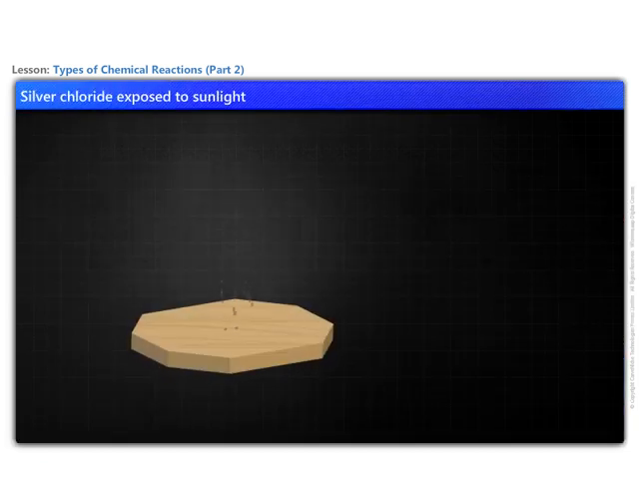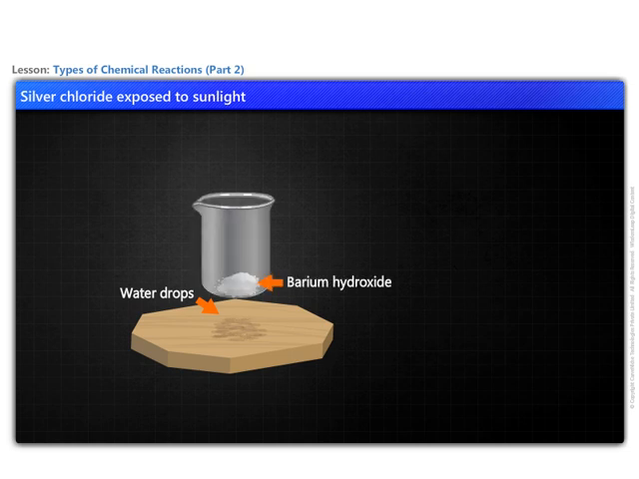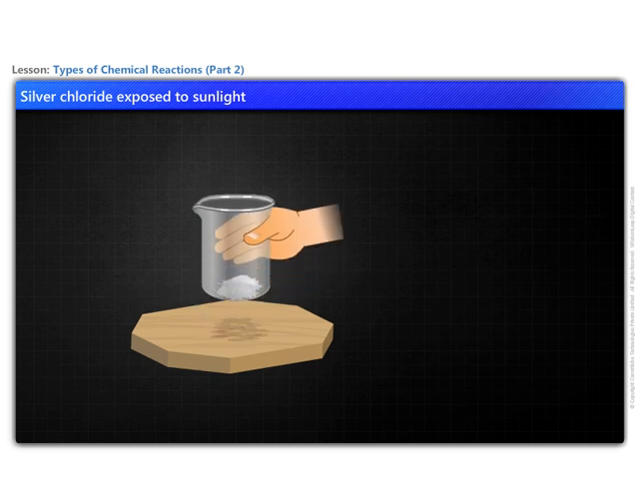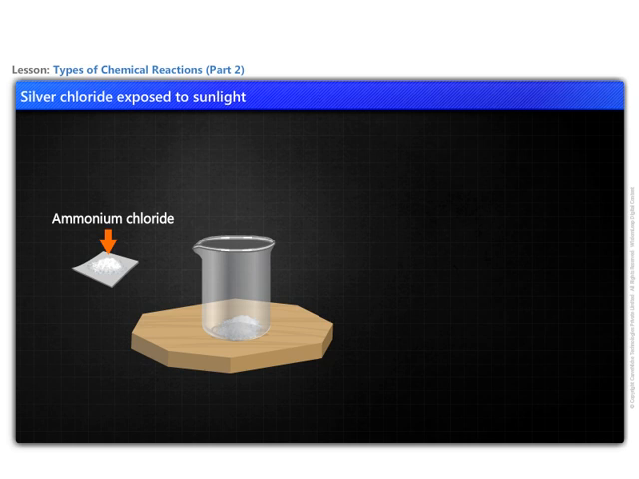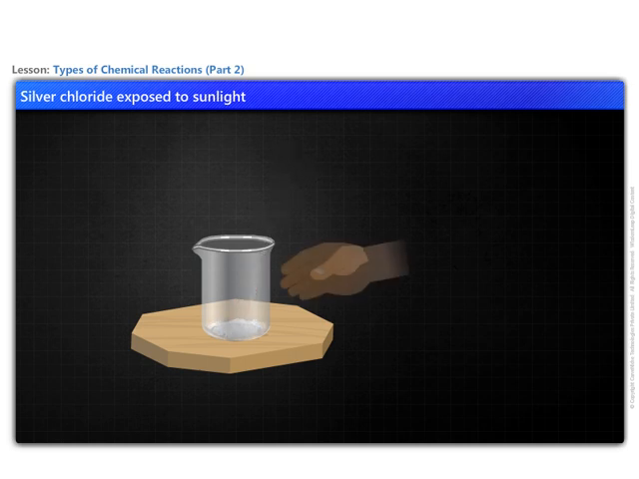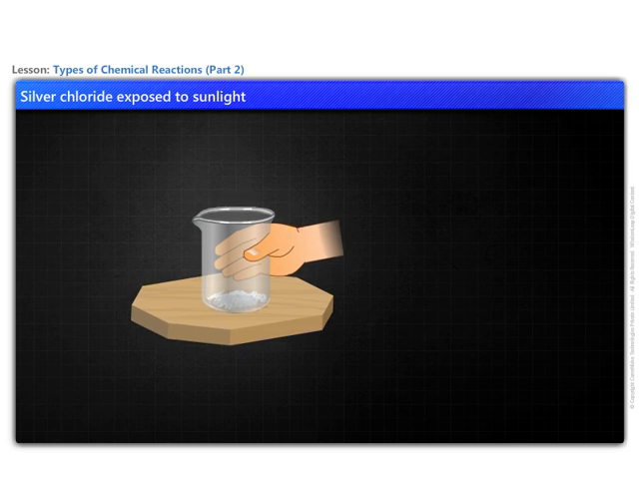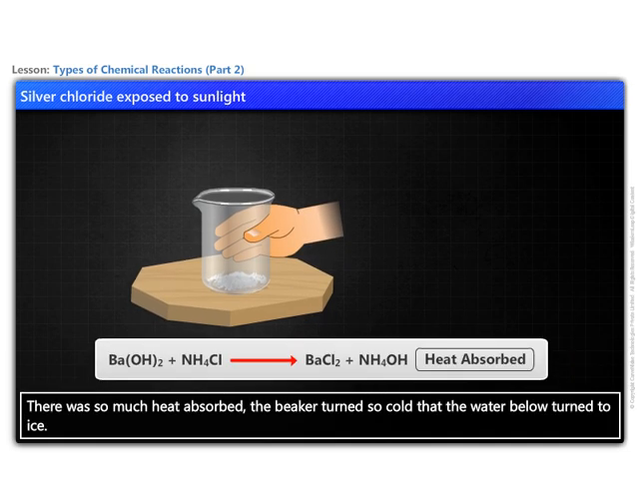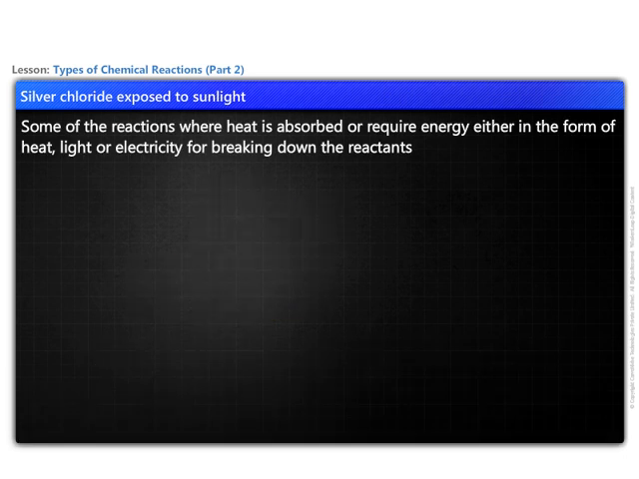Take a look at this. Add a few drops of water on a wooden slab. Take a few grams of barium hydroxide in a beaker and place the beaker on the slab. Try to lift the beaker. Add a few grams of ammonium chloride and mix with the help of a glass rod. Now, try to lift the beaker once again. What do you observe? There was so much heat absorbed, the beaker turned so cold that the water below turned to ice.